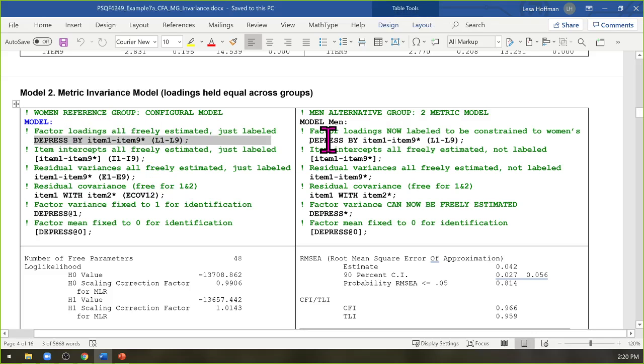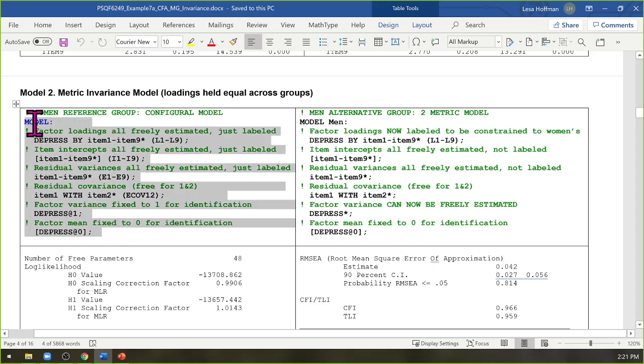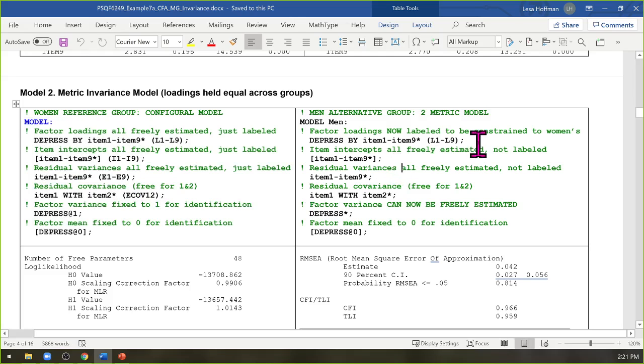So here is, as I said, the left-hand side, which is going to stay the same. I'm just repeating it for reference. So the model for the women looks exactly the same. The model for the men has changed in two places, right here and right there. So on the by statement, we have picked up the labels that were being used on the women's side and added them to the men's side. So not only are these labels, these are now constraints.